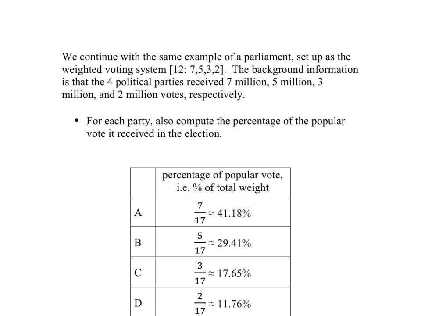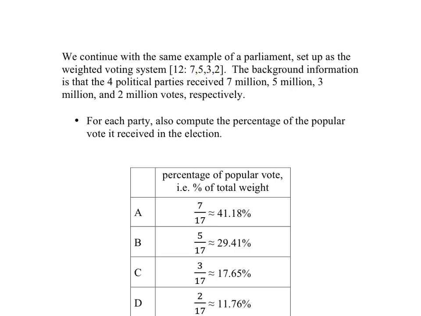We continue with the same example of a parliament set up as a weighted voting system with quota 12 and weights 7, 5, 3, and 2. The background here is that there are 4 political parties, and they received 7 million, 5 million, 3 million, and 2 million votes, respectively, hence the weights.